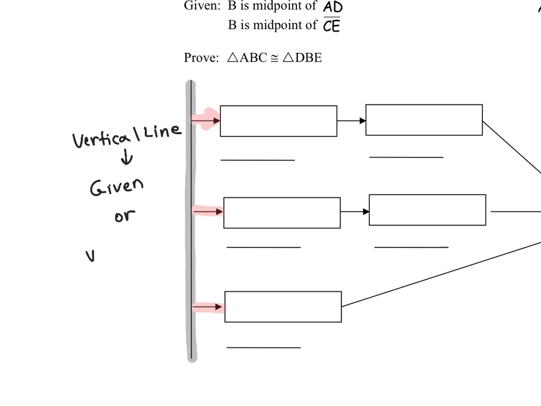So for example, vertical angles is something I can get from the figure. And common side, or reflexive property, common side or common angle, is something I can get from the figure. Now, in most of our problems, we have been doing common sides. We haven't done a common angle yet, but that could be whenever two triangles have the same angle, then maybe we can use that as a common angle.